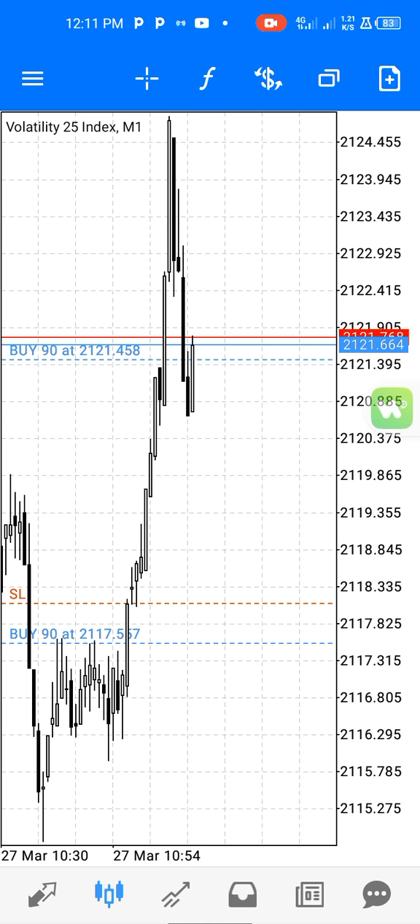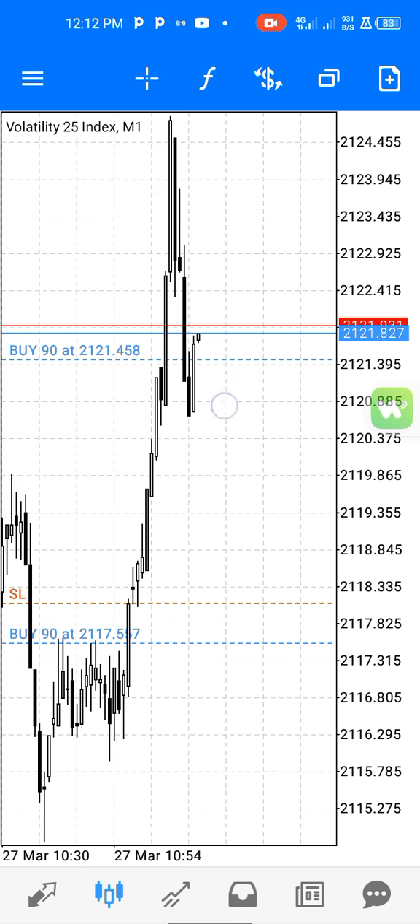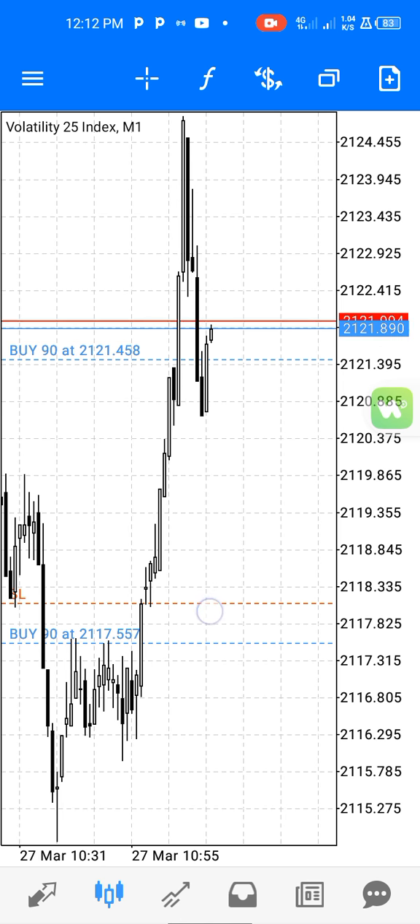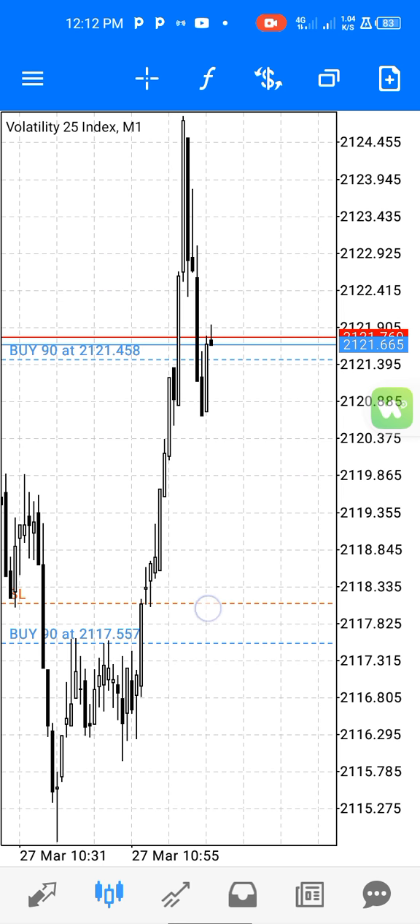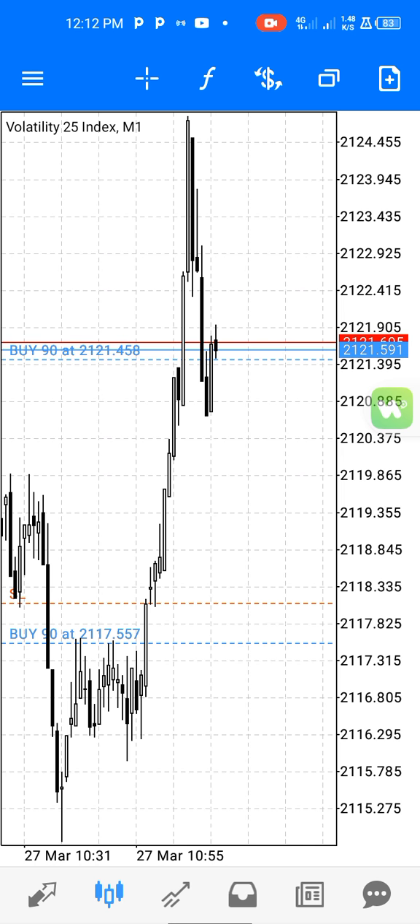Now, how does this benefit you? Peradventure price does not go in your anticipated direction. You anticipated a bullish move, and then suddenly the price started going short. When price comes down, by the time it gets to this point, the trade closes itself automatically for you in a little profit. Now take note that the profit you are making here is not your concern.